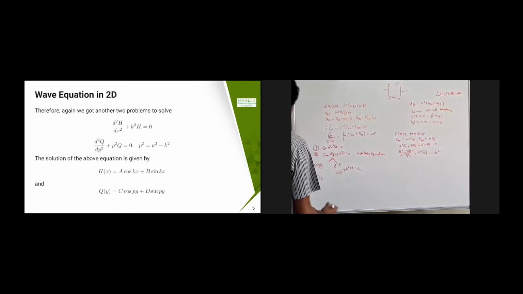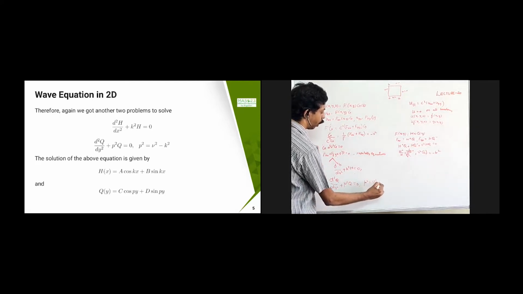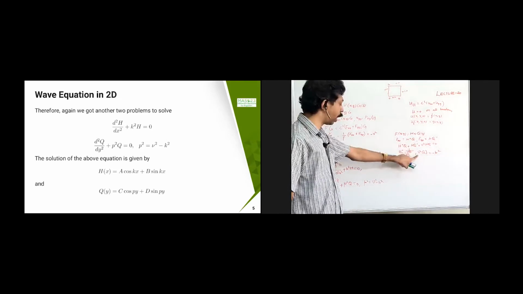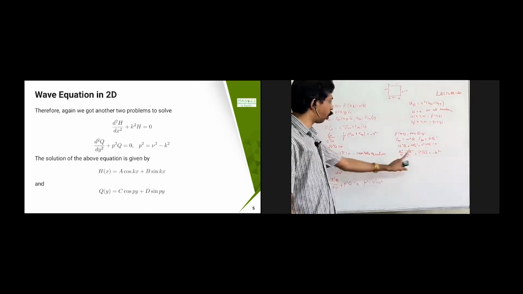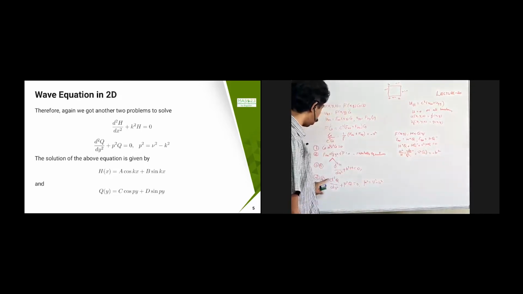d square q by 2b is nothing but d square q by dy square plus p square q. I'm going to use it, where p square is nothing but nu square minus k square, where nu square is coming from here, and putting it over there. Therefore, this is going to become minus. I'm just bringing this minus also over there. Therefore, this is going to become d square q by dy square plus p square q equal to 0.